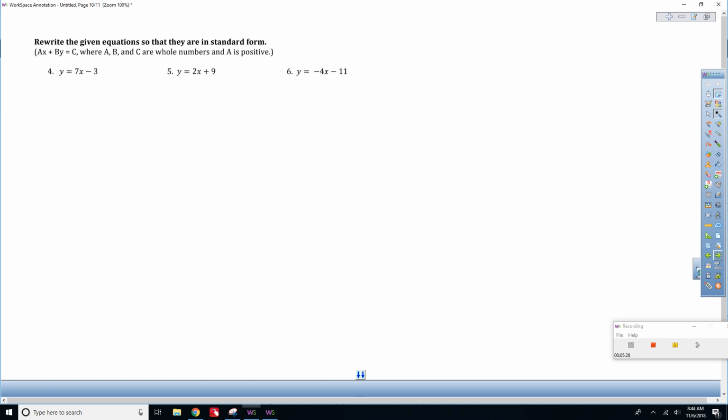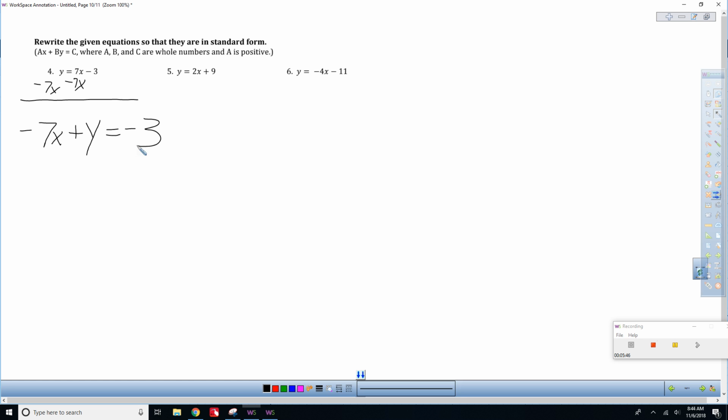Write these equations so that they are in standard form. So we want to get all the y's and x's on one side. So we're going to subtract 7x from both sides. That leaves you with negative 7x plus y is negative 3. We want a to be positive. So let's divide everything by negative 1, and you get 7x minus 1y equals positive 3. Okay? We'll skip 5 and do number 6.